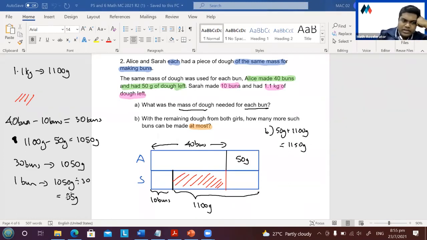So one bun is 35 grams, right? So how many such buns can they make at most? So what do you all do? Can you type in the chat, what will you all do? Yep, exactly. You simply divide. You take 1,150 grams, you divide by 35 grams. So if you punch this into your calculator, you'll get 32.86. So you're going to round. So my question to you, do you round up or do you round down?